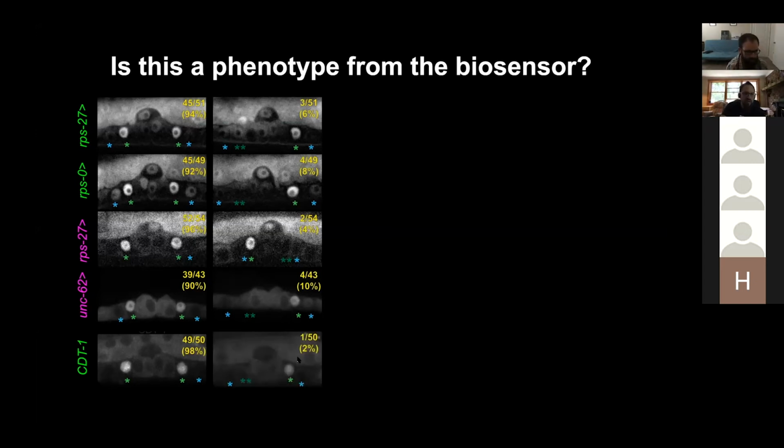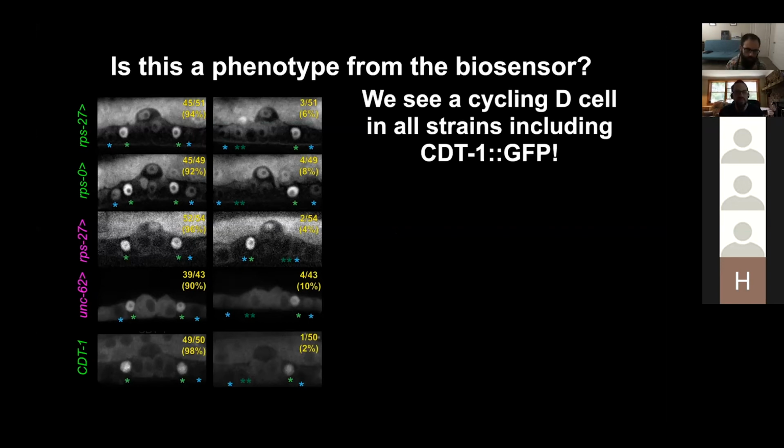And in fact, in 1 out of 50 animals of CDC1 at 25 degrees, we saw the same thing, where one of the two D cells was born without nuclear CDC1, just like it was born into a higher CDK activity state. And so what this tells us is that we see a potentially mitotic D cell in all of these strains, including strains that aren't expressing our biosensor. So it seems like it's likely not to be a biosensor phenotype.